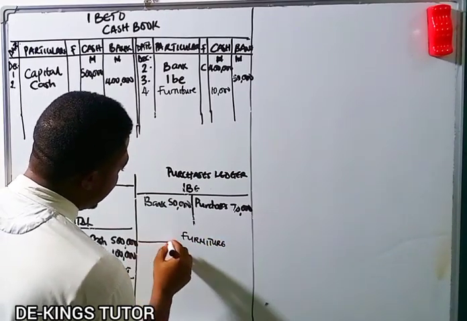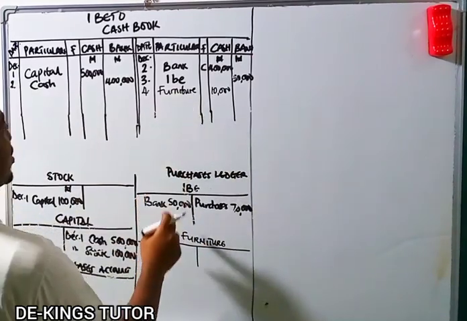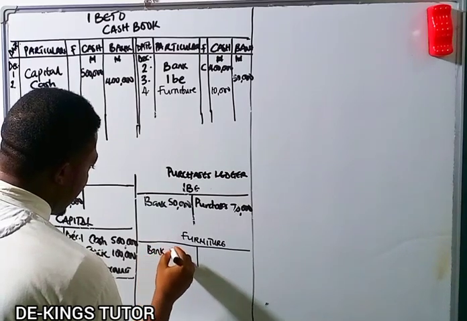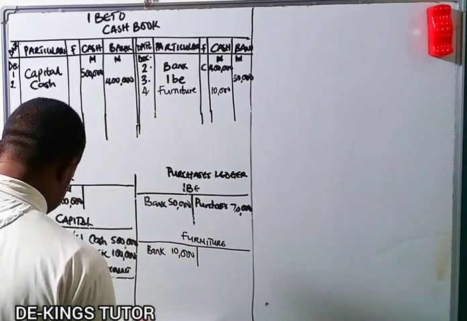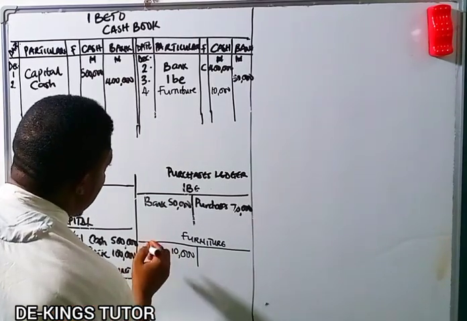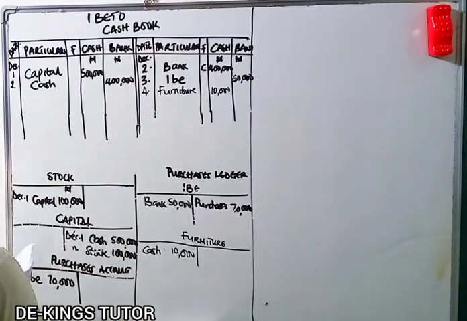All these are supposed to be in the general ledger. So I have furniture, so this is credit. The corresponding entry comes here as bank 10,000. Okay, sorry, it said cash. So this is supposed to be cash 10,000.